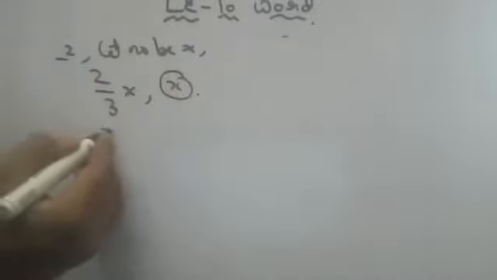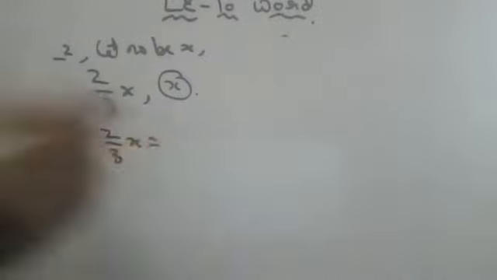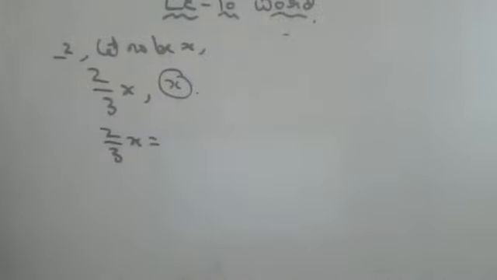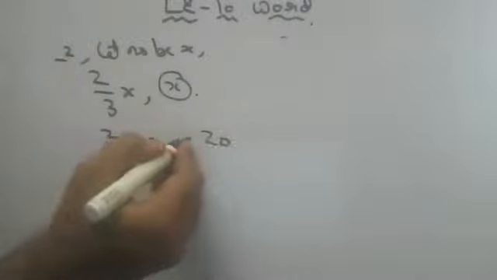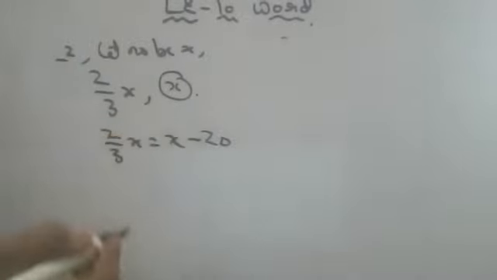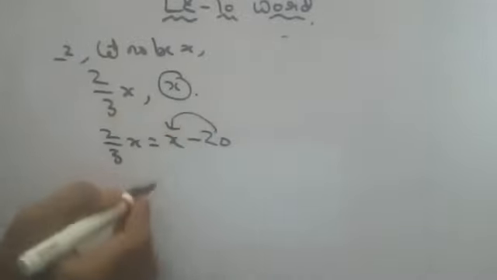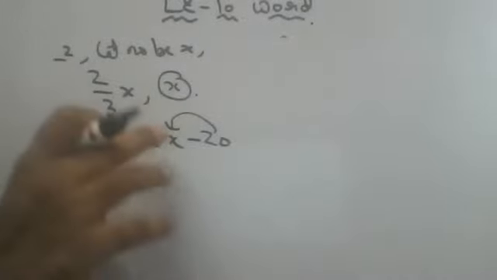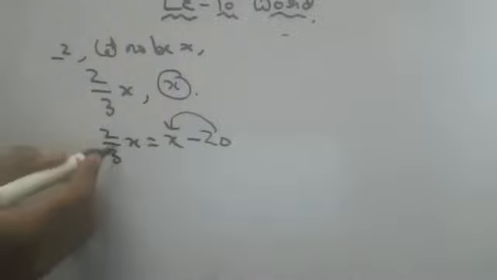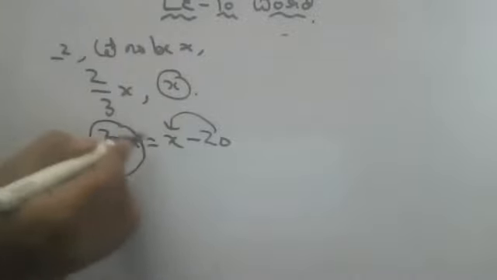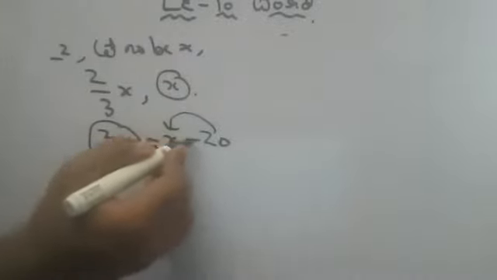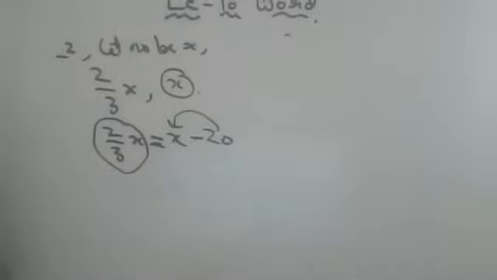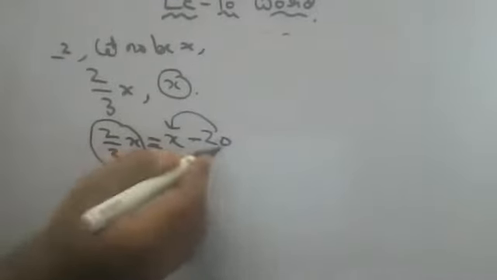He's saying 2/3 of a number is 20 less than the original number. You should not write it like that. You should say 2/3 of a number is 20 less than the original number. Like this you should write. If you can frame this equation, everything is okay.